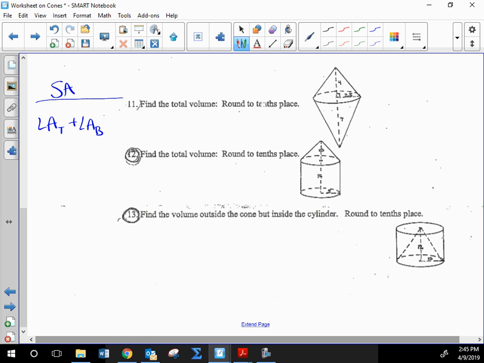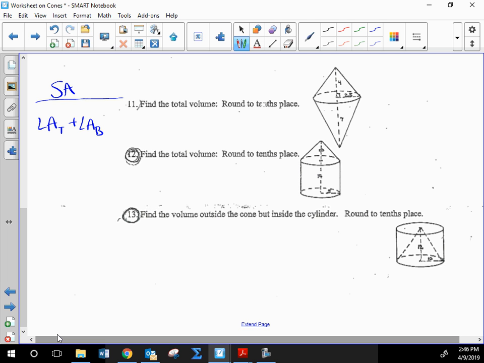Good. Now 12, it gets a little different. We have a cylinder on top. How would I find my surface area for number 12? Again, there's multiple ways. Okay, Kathy's going to tell us. So first, you find the surface area of the cylinder, and then you find the cone, and then you would subtract the bases. Good. How many times am I subtracting away a base? Once. Is it once or is it twice?